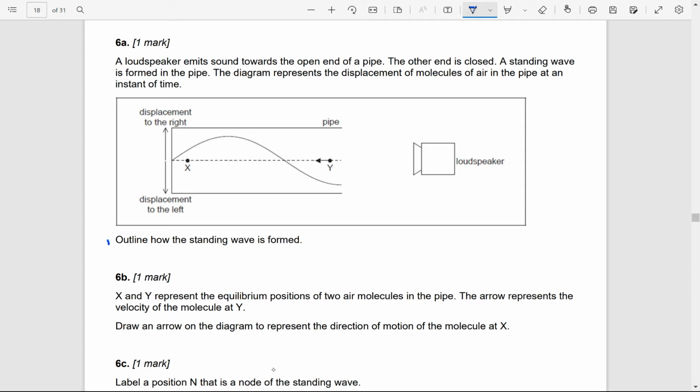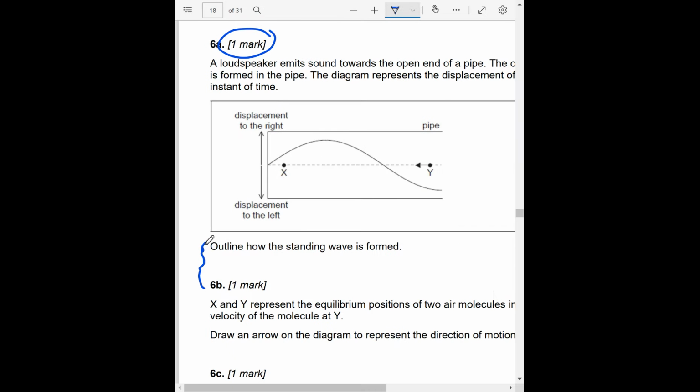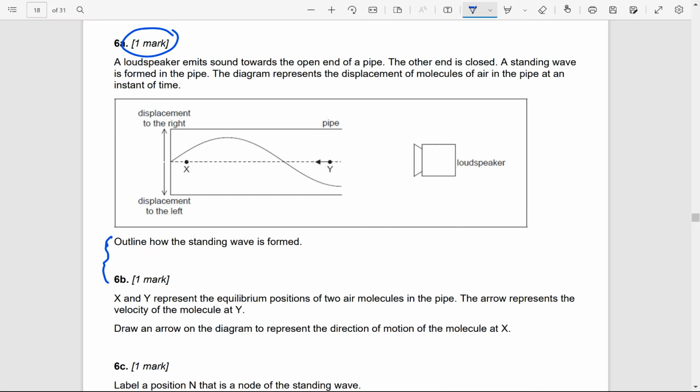And the first question, apologies, there wasn't a huge amount of space to write in here, but it does say outline how the standing wave is formed. This time it's worth 1 mark. So we're looking for the absolute basics of how the wave becomes stationary. So how that happens is the incident and reflected waves superpose.